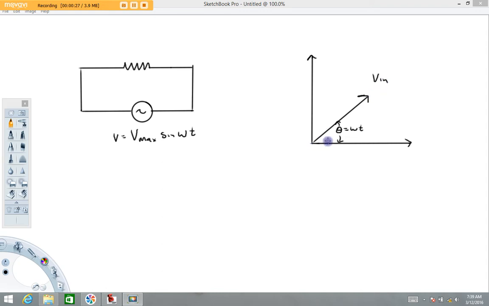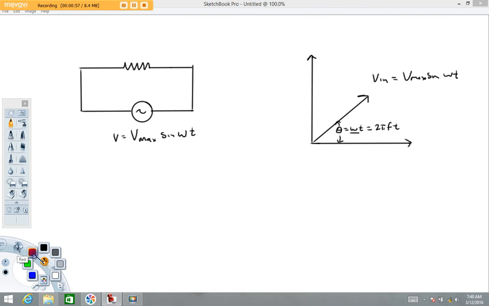In this example, imagine this coordinate system. This vector is going to represent the input voltage, which is equal to V max sine omega t. And this vector is rotating around at an angular velocity omega. So this angle theta would equal omega t, and omega is 2 pi times the linear frequency. The instantaneous voltage is the projection of this vector onto the y-axis.